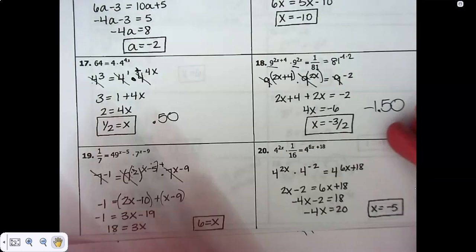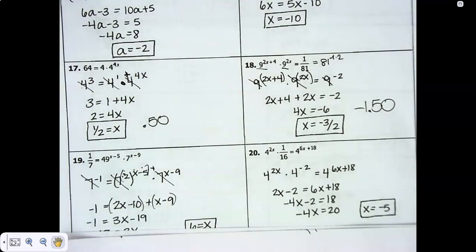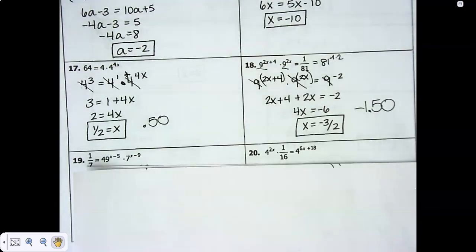And finally, my last example. We have 4 to the 2x times 1 over 16 equals 4 to the 6x plus 18 power. Looks complicated, but it's not. Let's continue the pattern. I see a common base here of 4. And since I have a fraction, I'm going to have a negative exponent.